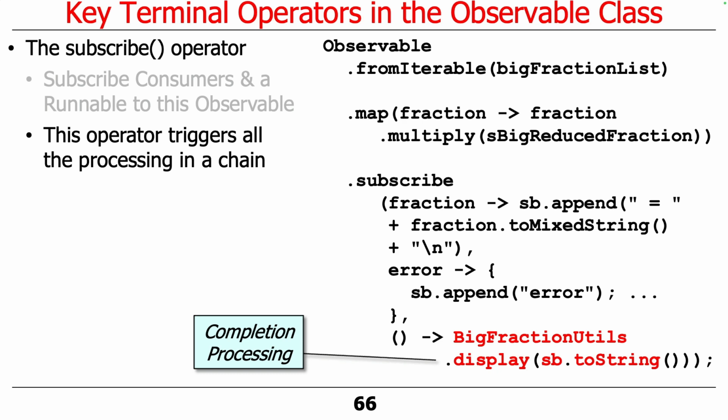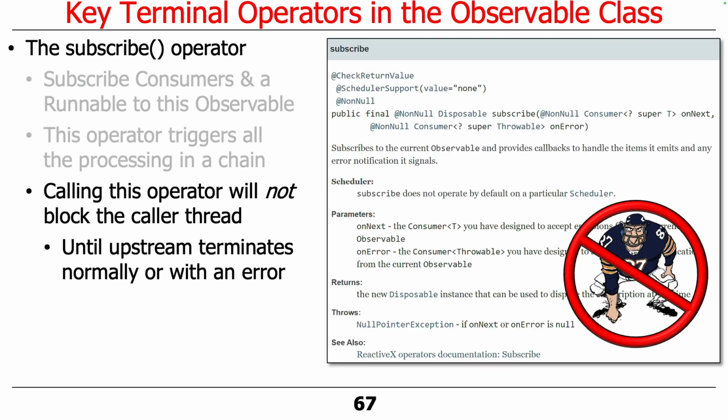That looks pretty much exactly like blocking subscribe, except it doesn't block. So calling this operator doesn't block the calling thread. Now, what may happen is if your stream is super fast, everything may finish emitting before subscribe returns, but you can't count on that. And you typically will use this with subscribe on or observe on, so it's actually running in a totally different context anyway.